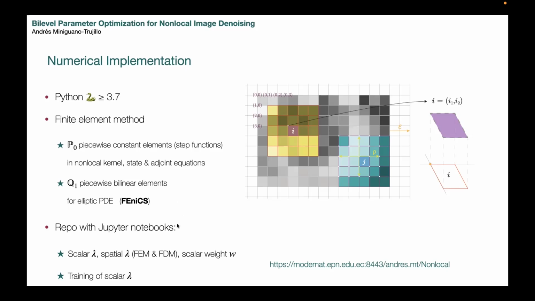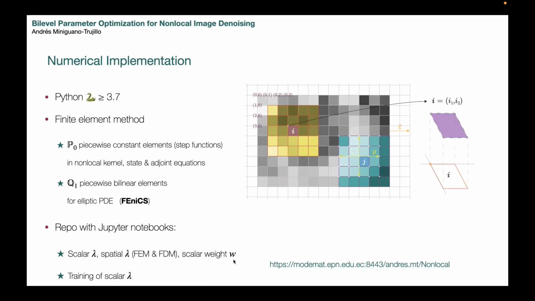That includes the case of optimizing lambda as a scalar parameter, as a spatial parameter, with the finite element discretization, but also in an additional finite difference discretization, which has a little bit of benefit in that the number of unknowns is a little bit reduced, not so much, but a little bit. And also the optimization of the scalar weight.